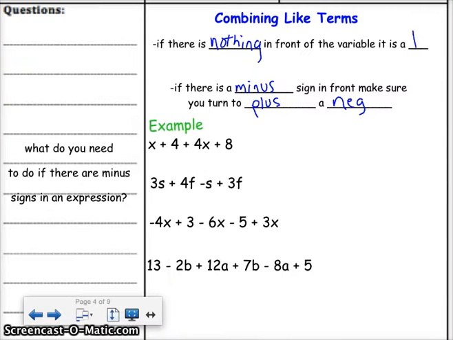Okay, so we're going to go ahead and simplify these next expressions. The first thing I do is look to see if I need to change anything to plus or negative. In this first example, I do not. I'm going to put a 1 in front of my x as a coefficient, my vocab word. And then I like to use the lines to combine my like terms. 1x and 4x is 5x's, plus 4 and 8 is 12. And that would be my simplified expression, because you can't combine your 5x and 12 because they are not alike.